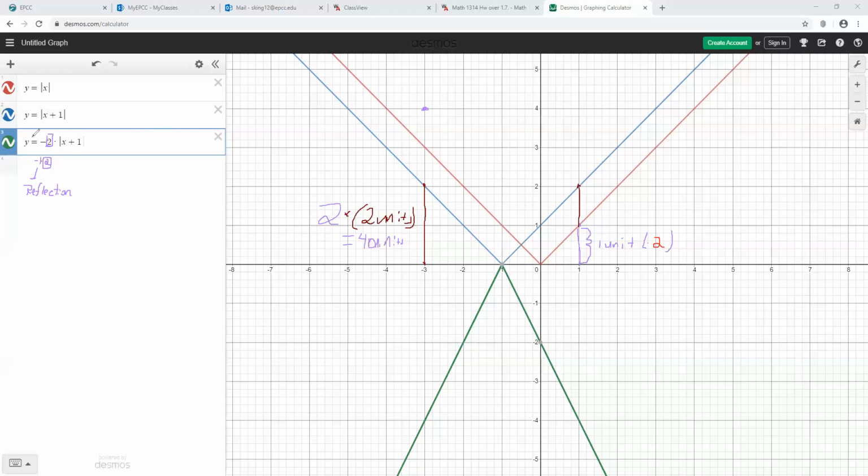Which one is it when we multiply a function outside of the function? If there's a multiplication outside the parent function, if it's outside, then that's reflect on the x-axis. Very good. Reflect on the x-axis. On or about or over the x-axis.